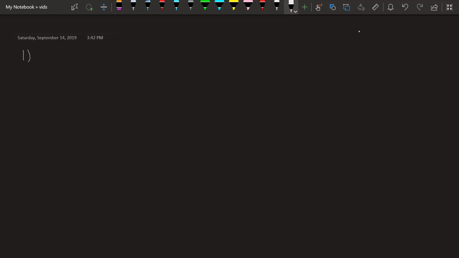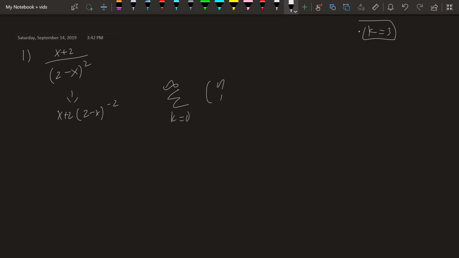Here we go. They're telling you to use the binomial theorem to expand this up until x cubed, right? So until we get x cubed, so k equals 3. Now we know that we can rewrite this as x plus 2 multiplied by 2 minus x raised to the power of minus 2. And of course, the binomial theorem tells us that k goes from 0 to infinity, and combination k, big X is raised to the power of k, and this would be the expansion of 1 plus big X raised to the power of n.